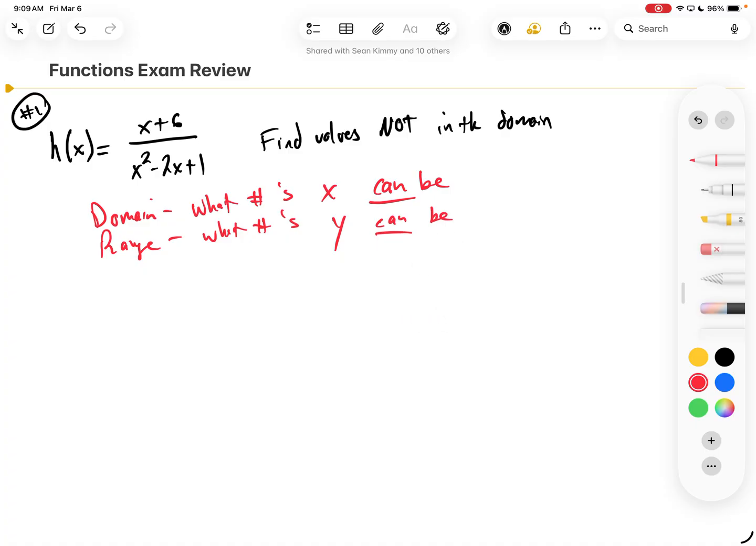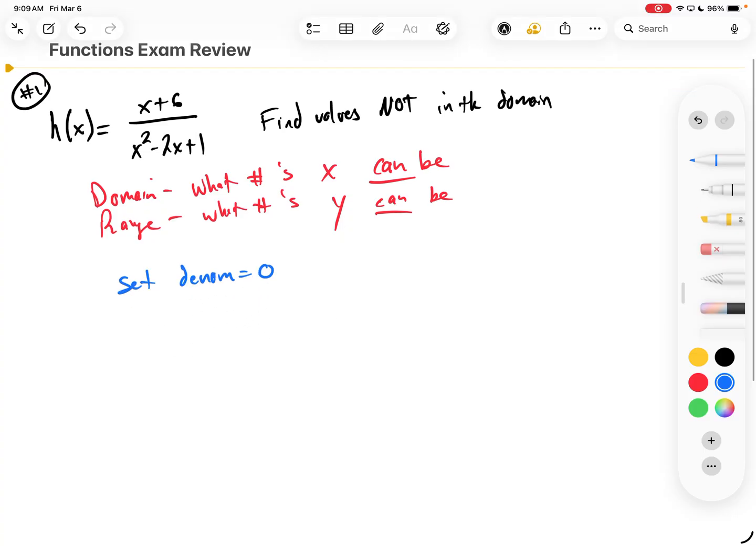But a lot of times it's hard to talk about the things that x can be, because it's a bunch of them. So you figure out what x can't be and then say the domain is everything else. So on this topic, it just says find the ones that are not in there. What you do here is you kind of figure out what messes up the problem. So here you can't divide by 0, right? So anytime the denominator is 0, we can't do the problem. So what we want to do is set the denominator equal to 0 and solve that. And that will tell us what numbers x can't be, okay?